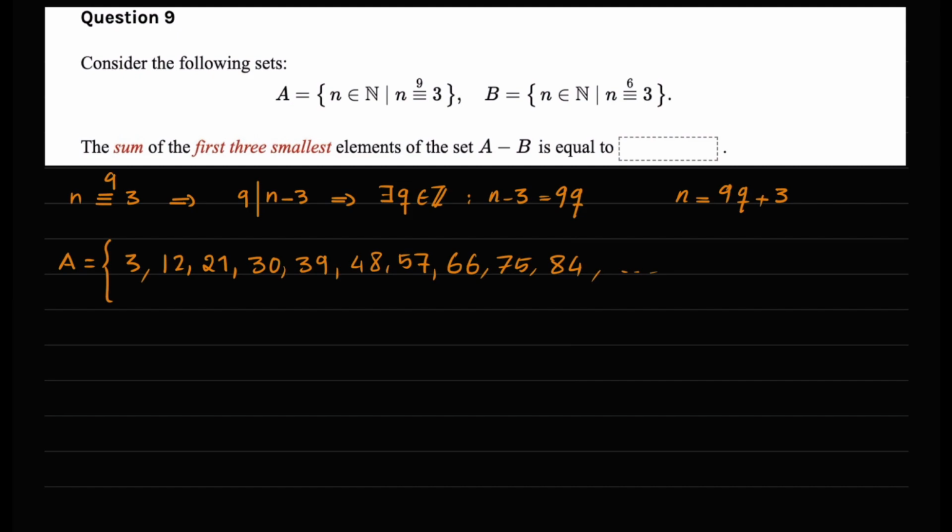For B, I will do the same thing. The only difference is that instead of having 9 here, I will have 6. And then, of course, because I want to differentiate between the letter q here and the next one, I use q prime. So it becomes 6q prime plus 3. So elements in B are of this type, meaning they are 3 units more than a multiple of 6. And the smallest one is again 3.